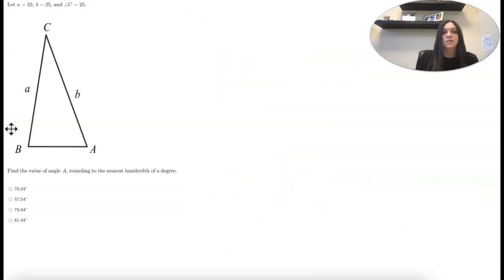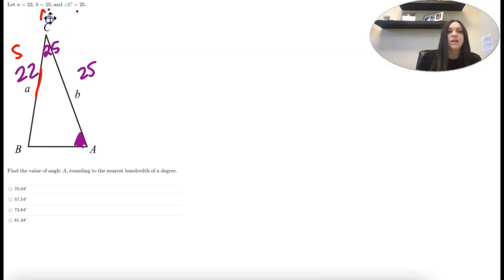Okay, so here we have the triangle picture, and let a be 22 and b be 25 and angle C be 25 degrees. Find the value of angle A, rounding to the nearest degree. So what we have here is side, angle, side. So it's best to use Law of Cosines. And we need angle A.